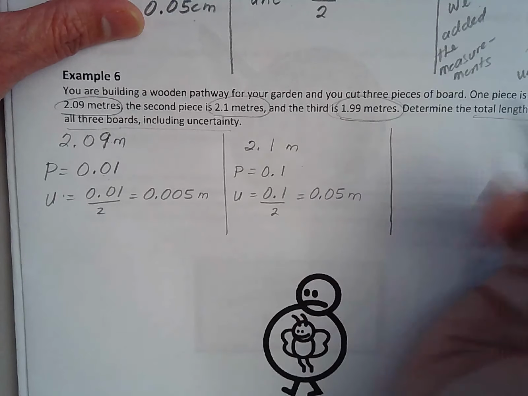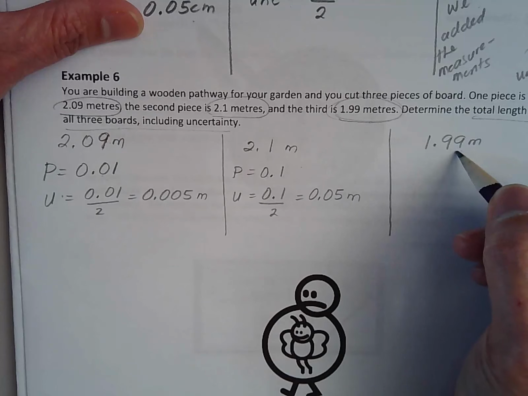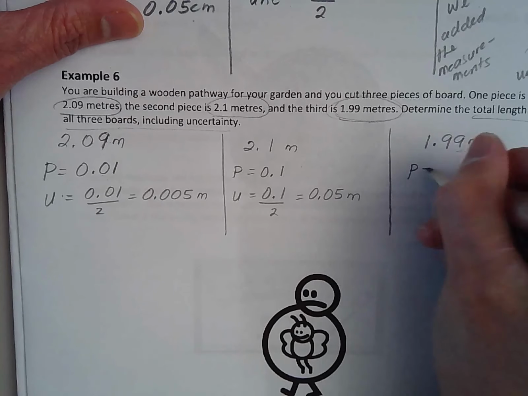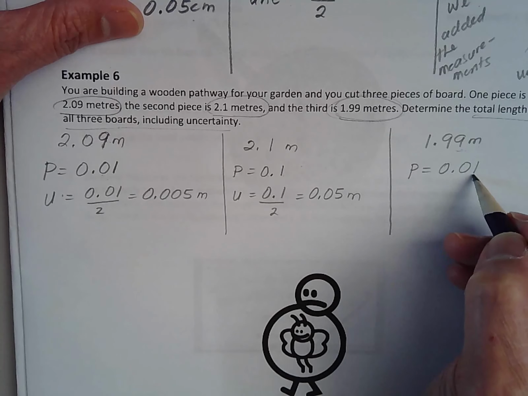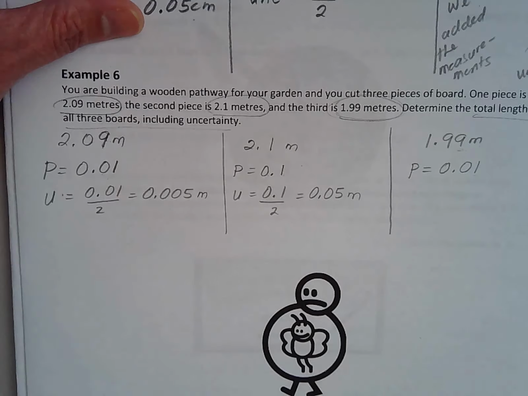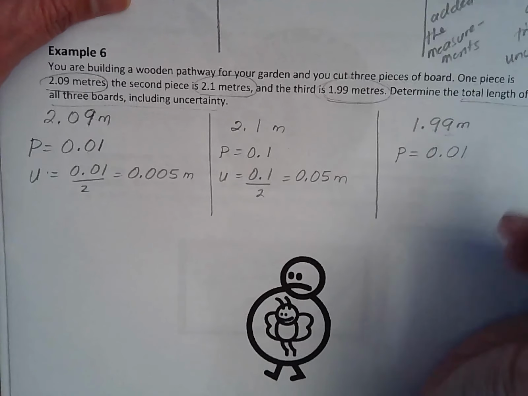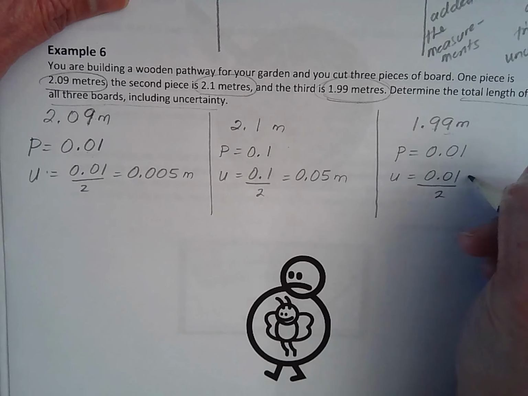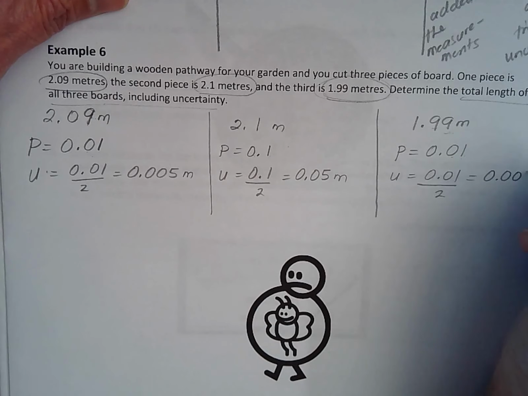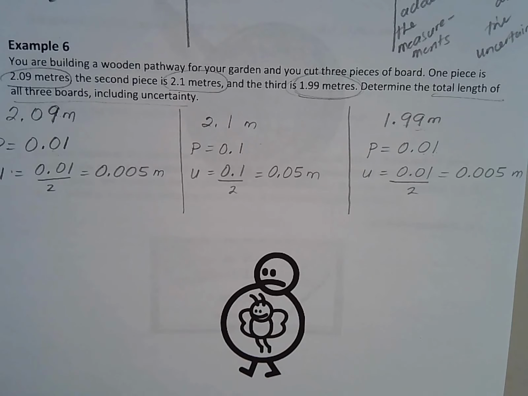Now I got this one over here, 1.99 meters. Okay, I see 2 decimal places, so the precision would be 0.01. Uncertainty would be 0.01 divided by 2, 0.005 meters. Let's put all the measurements together. Once you put all of those measurements, what would it be?